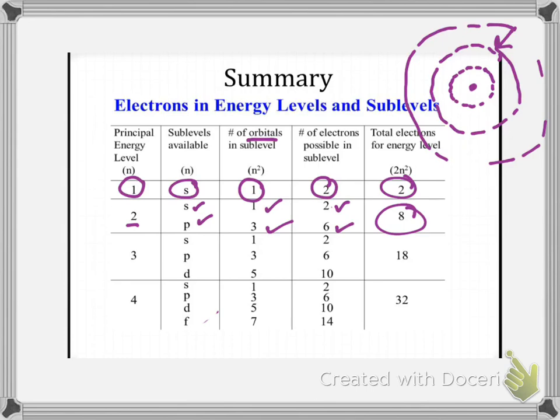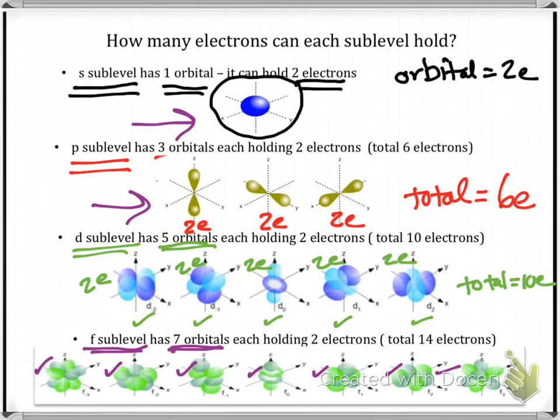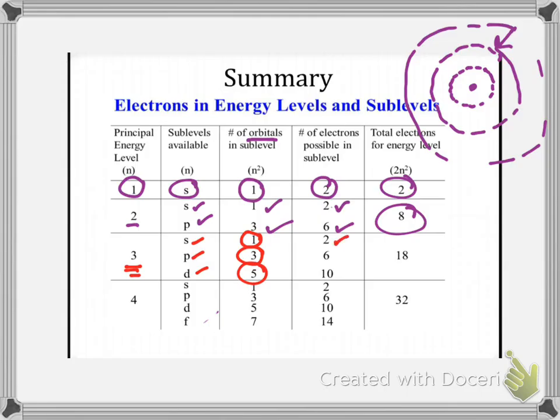Next one, the third energy level. It has S and P and D. The S has 1 orbital, the P has 3, the D has 5. Back here, you see here? The S it has 1, the P it has 3, the D it has 5. Now the S can hold 2 electrons, the P can hold 6, the D can hold 10. Total is 18 electrons.